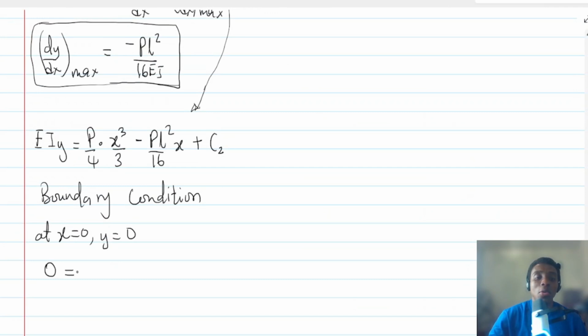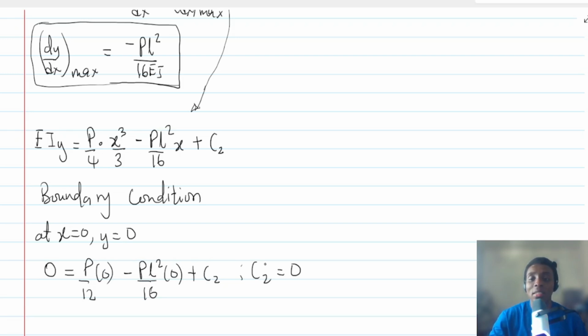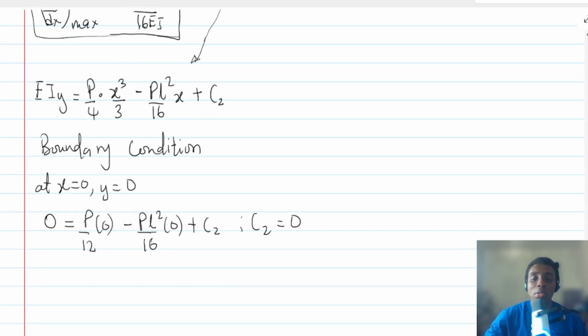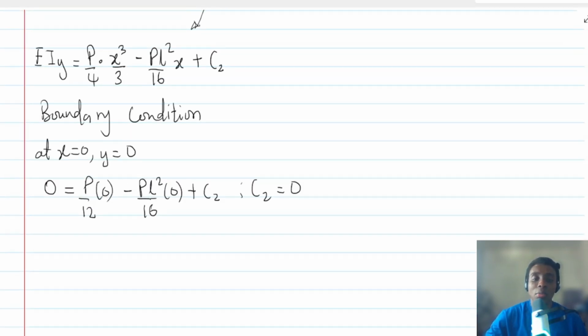So we have 0 equals P over 12 multiplied by 0 minus PL squared over 16 multiplied by 0 plus C2. So what does this mean? It means that the C2 we want is 0. Are we happy with that? Okay, so now C2 is 0. That's all.